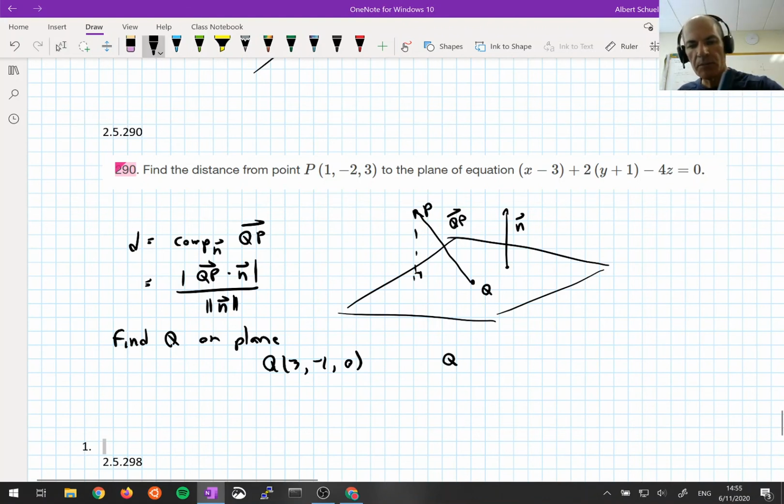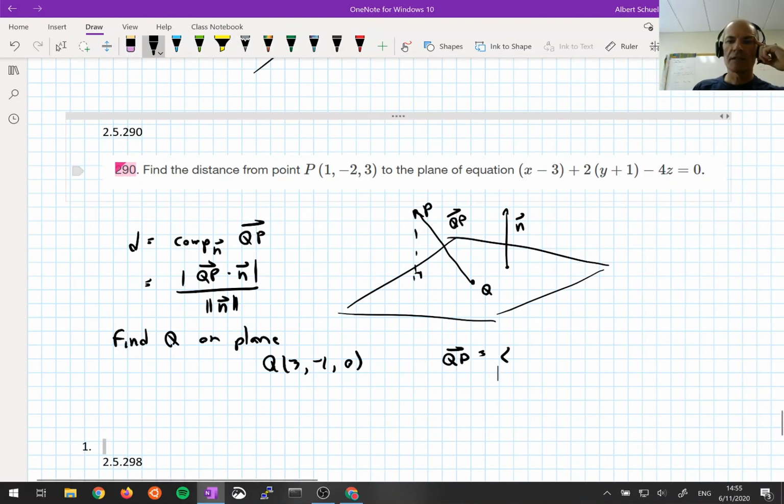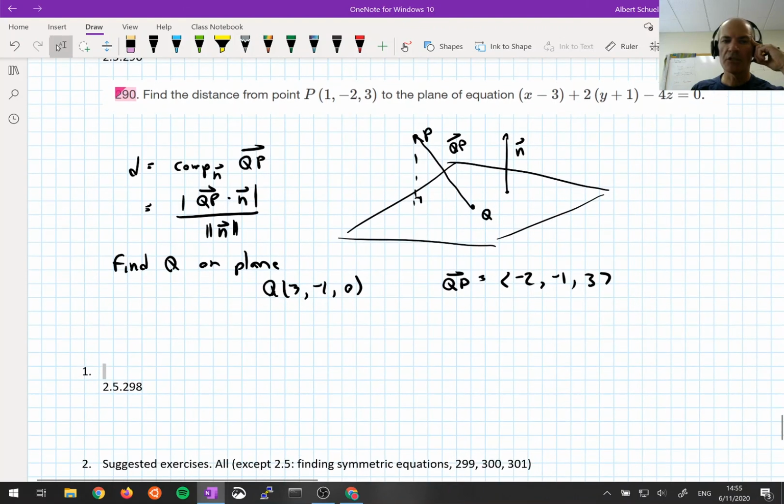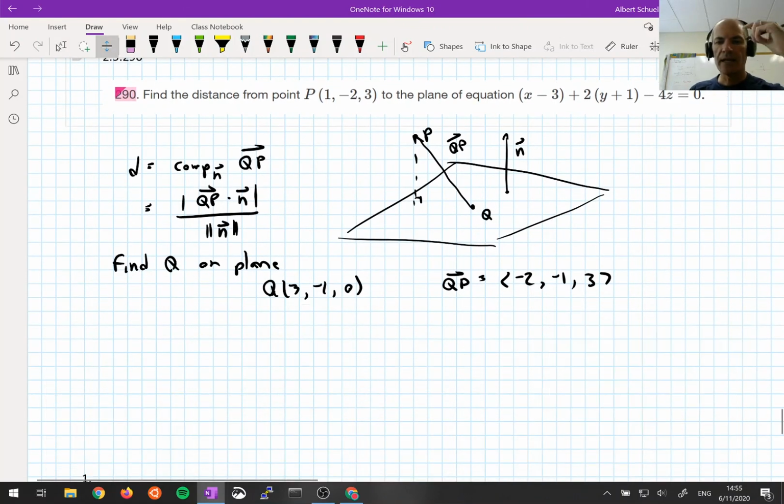So then the vector QP, again, I can just take P minus Q, so 1 minus 3 is -2, -2 minus -1 is -1, and 3 minus 0 is 3. So there's the vector from Q to P, and it remains to just compute the scalar projection onto n. Let's figure out what n is. Remember, we can just pick off the coefficient on the x, y, and z variables. In the first slot, we get 1. In the second slot, the 2 is going to distribute onto the y, so it's 2. And in the third slot, -4. So there's a normal vector for the plane.